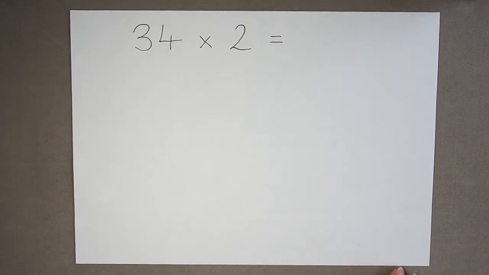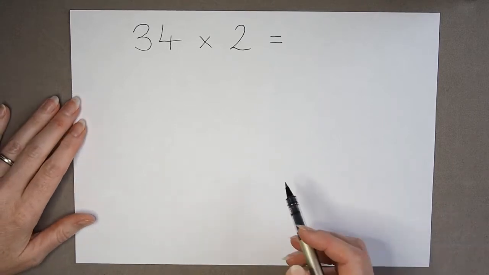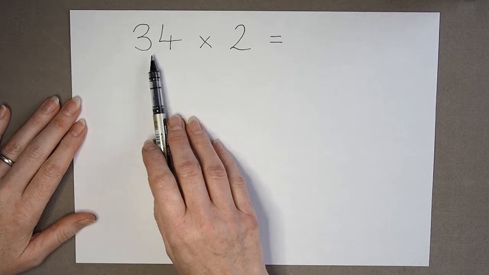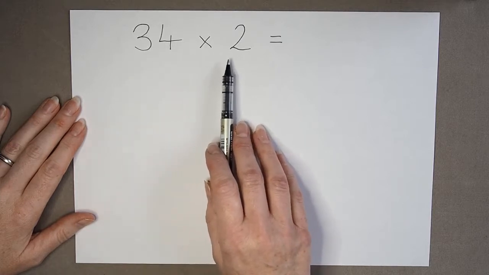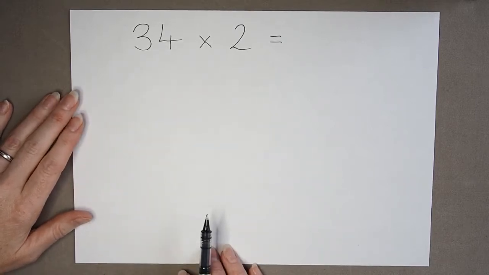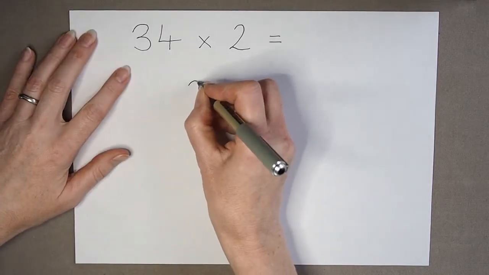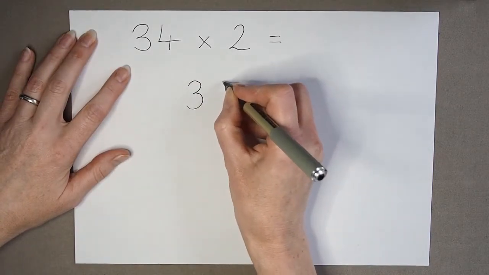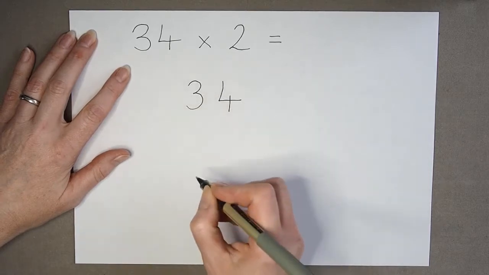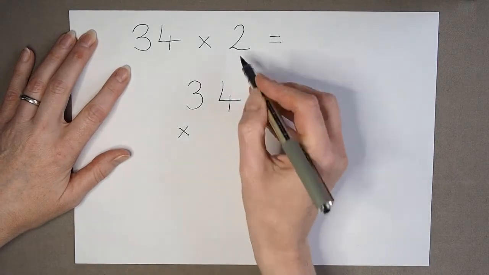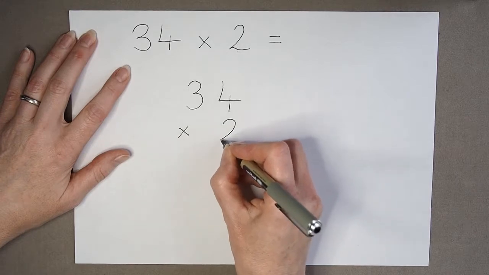We're going to look at the column method for multiplication. So we're going to work through this method to find the answer to 34 multiplied by 2. So I'm going to write down my calculation with 34 first, and then underneath I'm going to put multiplied by 2.